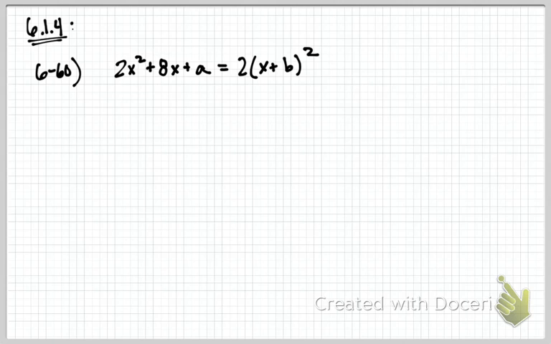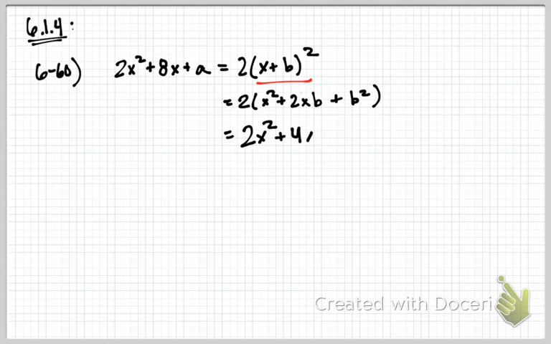You can notice there's already some similarities between the twos and the squareds. The best thing to do here is to go ahead and square this out. So we'll end up getting 2 times x squared plus 2bx plus b squared. Maybe I should change this to xb since our x comes first. Then we can distribute it, and we get 2x squared plus 4xb plus 2b squared is equal to 2x squared plus 8x plus a.